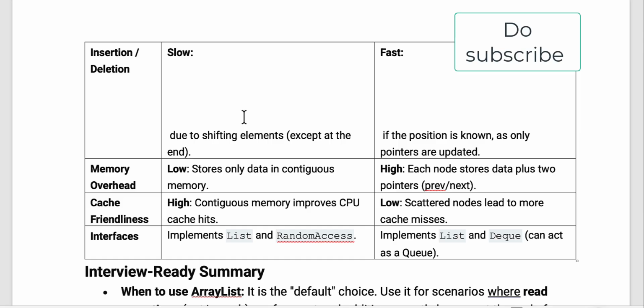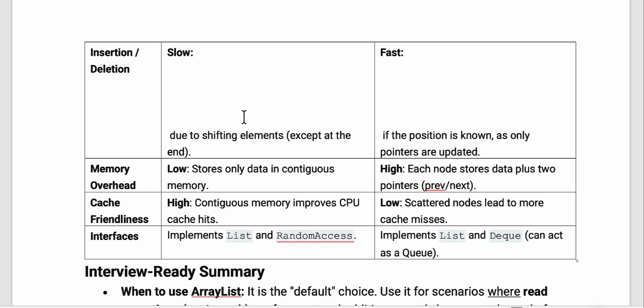Memory overhead: ArrayList stores only data in continuous memory locations, whereas in LinkedList it is high, because each node stores data plus two pointers, previous and next. So memory is high because you need to have the pointer information, right?